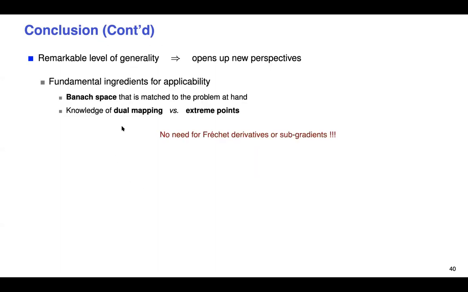And what are the ingredients so that you can apply the theorem? You need a Banach space. And you need knowledge of the duality mapping versus extreme points. Also, what's remarkable is that the proof of the theorem is relatively simple. It doesn't require Frechet derivatives. It doesn't require subgradients. It's just saturation of an inequality.